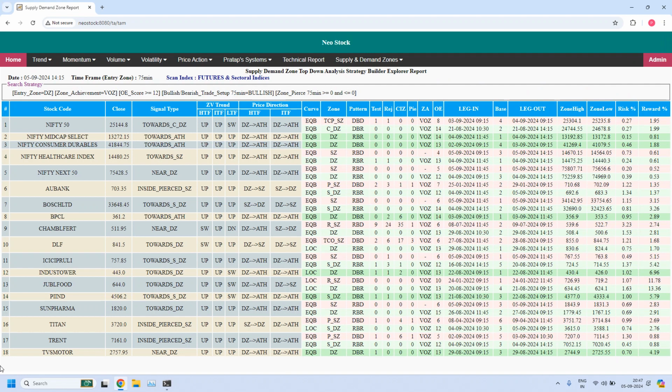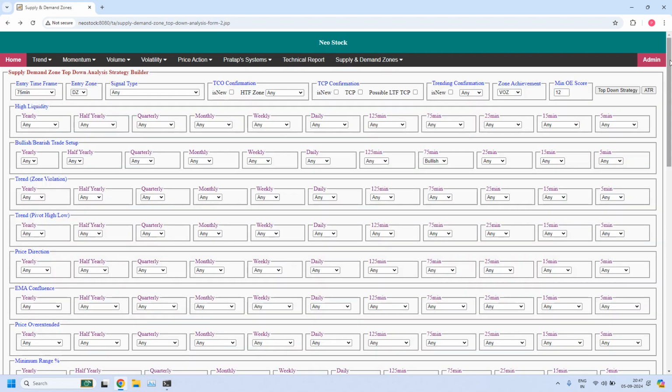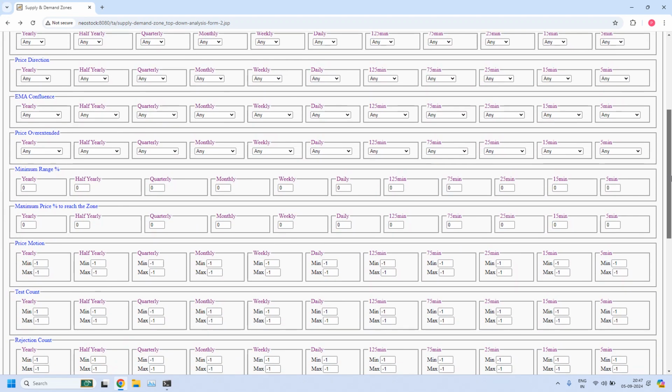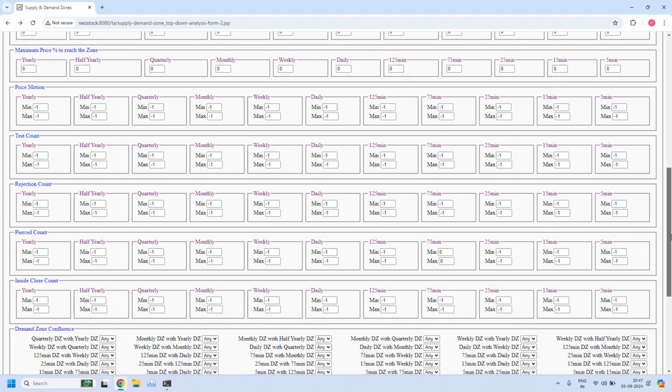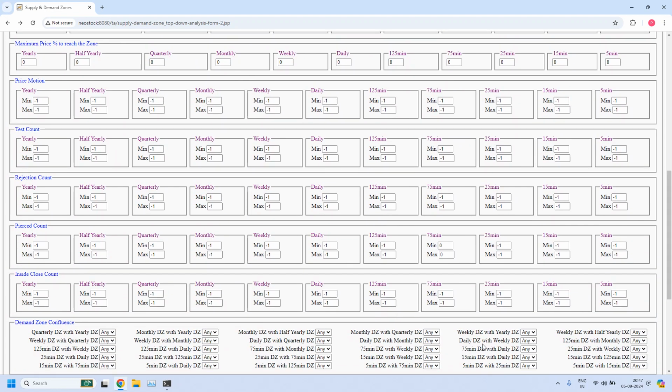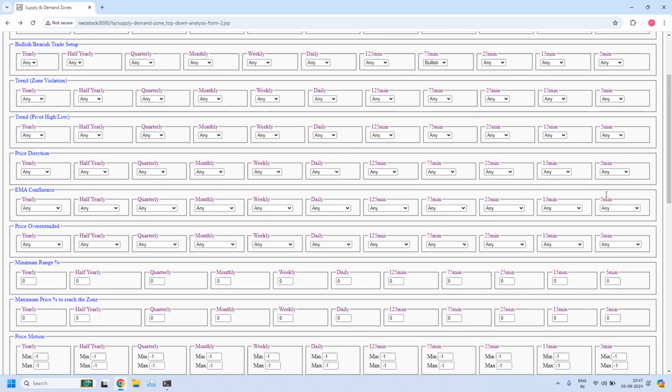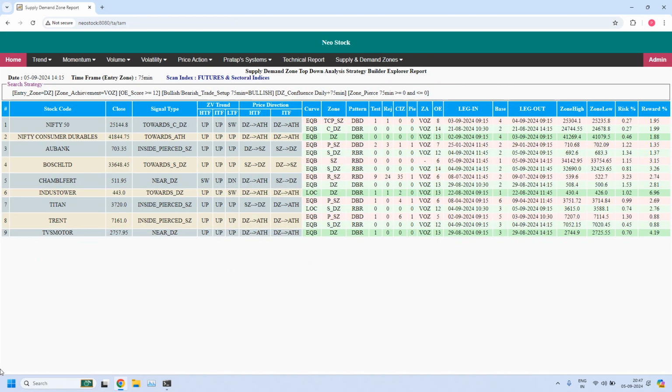Let's add some more high probability by adding ITF confluence. So in the demand zone, 75 minutes demand zone with daily demand zone. ITF is daily. We are looking for this demand zone ITF confluence, 75 and daily. So 9 stocks are filtered. These 9 stocks, all these 75 minute zones are part of the daily demand zones.